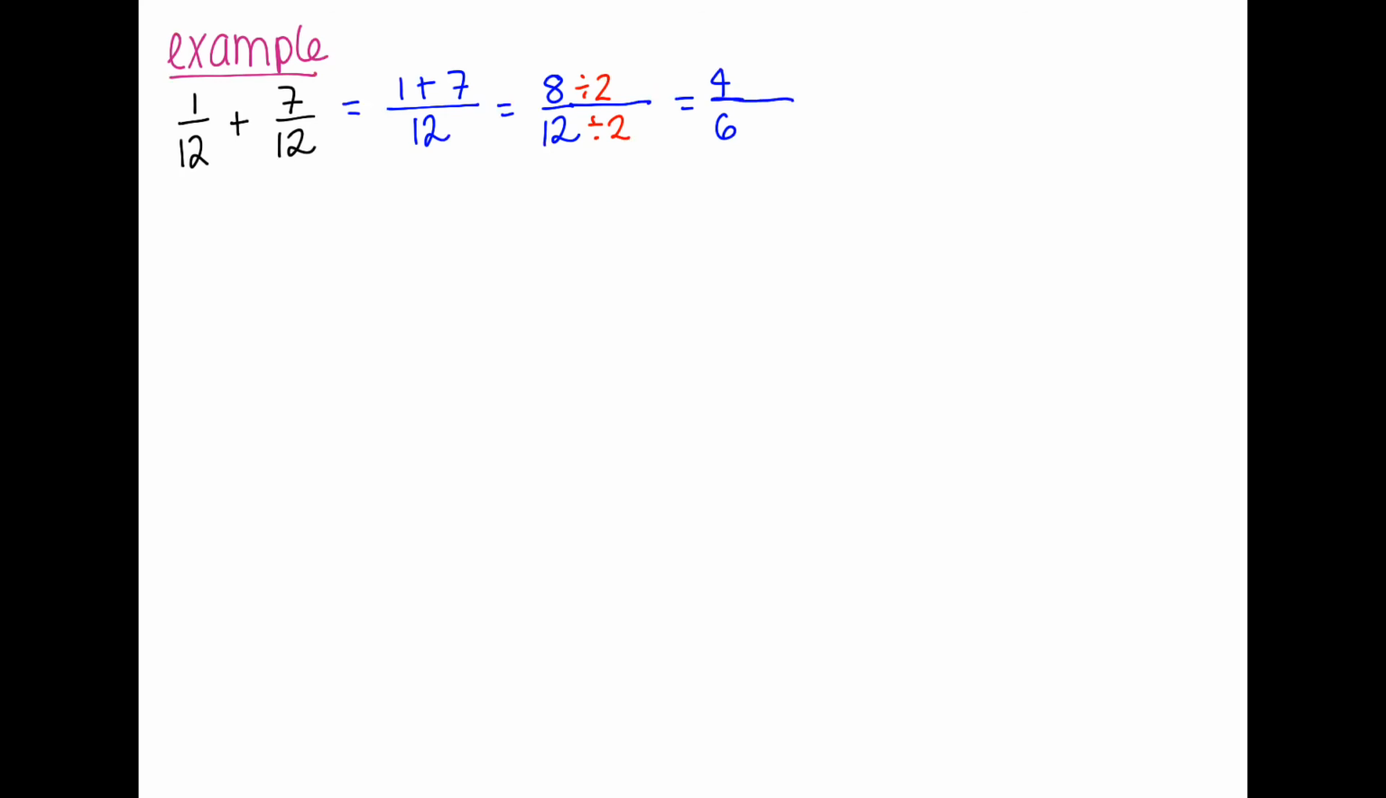You can just simplify once again. So 4 and 6 are both divisible by 2. 4 divided by 2 is 2, and 6 divided by 2 is 3. 2 and 3 don't share any common factors, so this is the answer in simplest form.